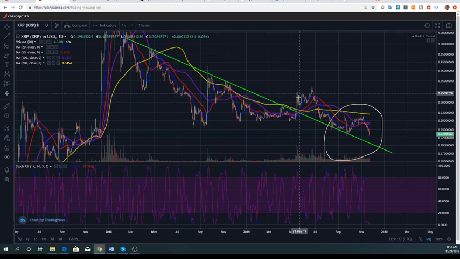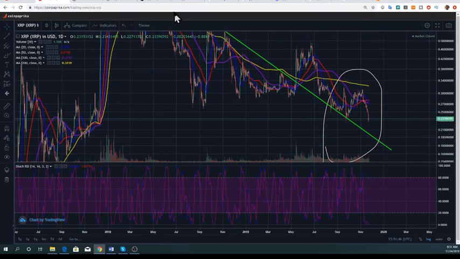Now we tried to go above that, we didn't manage to do so, we came below the moving averages. Then the price tried to go back into the moving average range. We did that, we almost got to the top, but it was a fake out, right? It came back below the moving averages and it is making a double bottom.